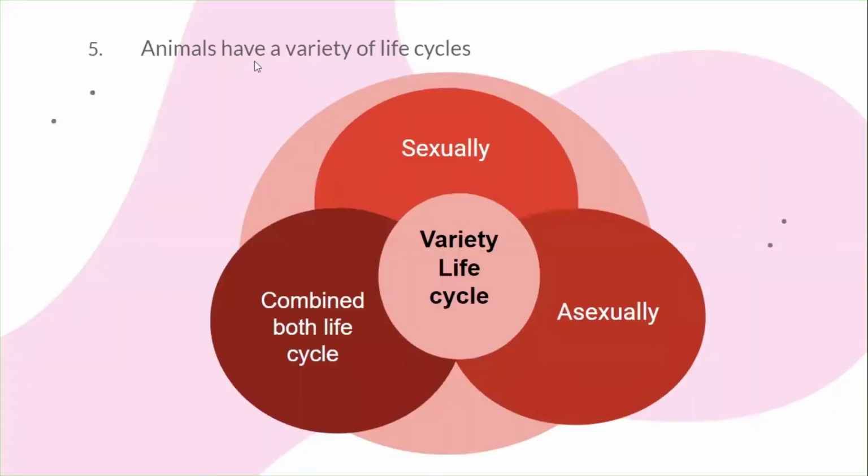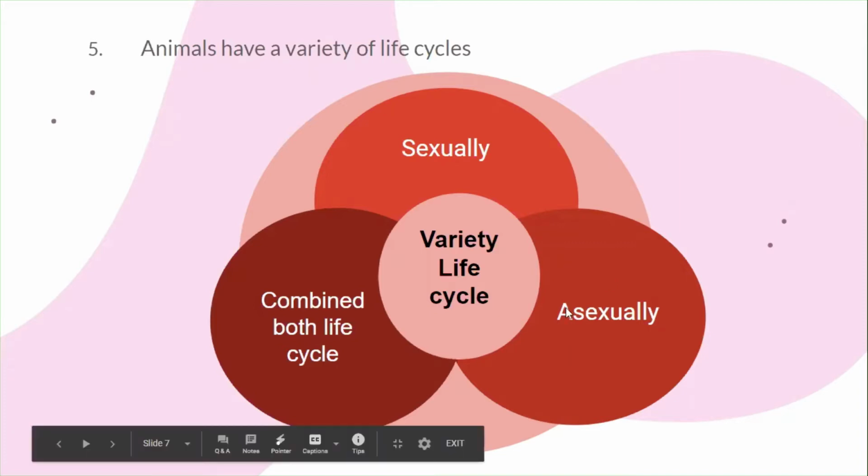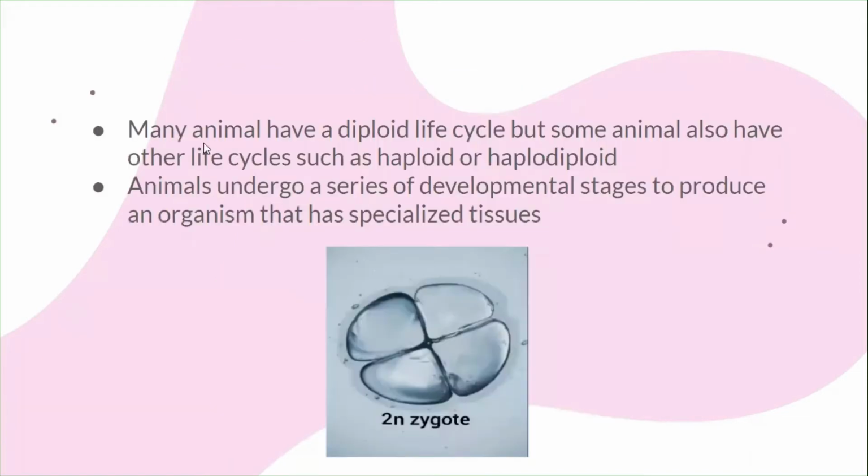Then animals have a variety of life cycles. Most of animals reproduce sexually. Some reproduce asexually and some combine both life cycle. Many animals have a diploid life cycle, but some animals also have other life cycles such as haploid or haplodiploid. Animals undergo a series of developmental stages to produce an organism that has specialized tissue.